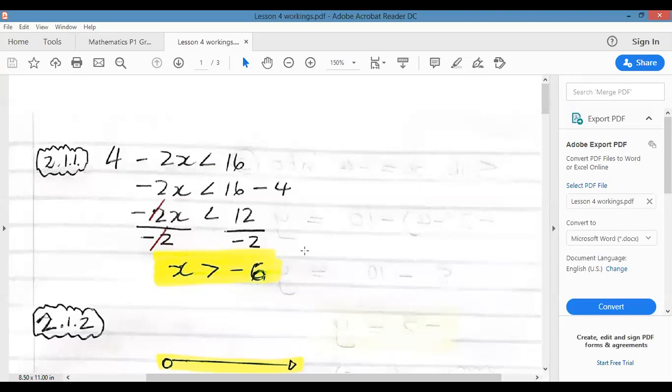I hope it makes sense. Please don't forget that this was the tricky part here, where you divide by a negative number, the sign changes. Does it make sense, guys? So your x is greater than negative 6.